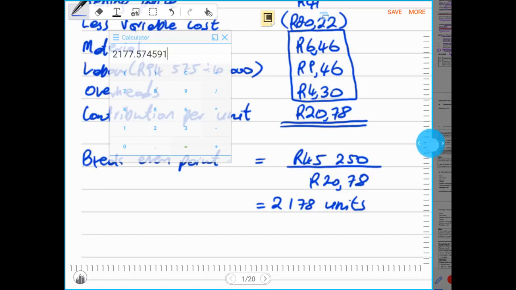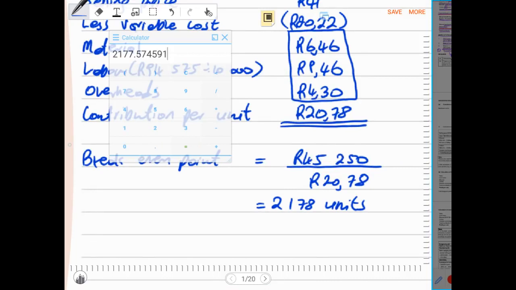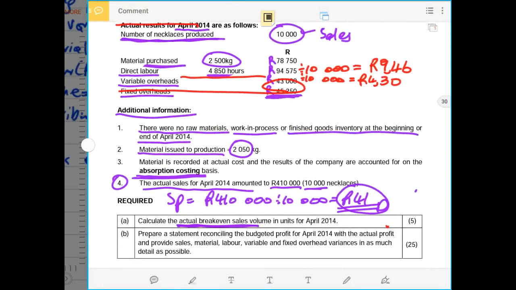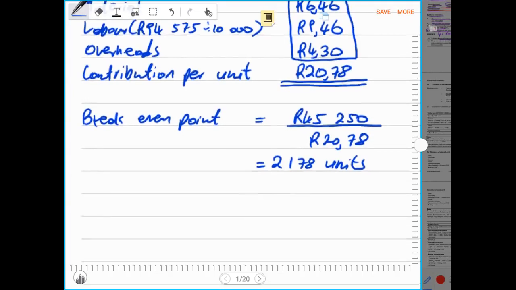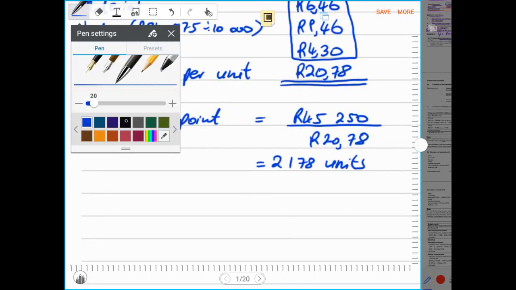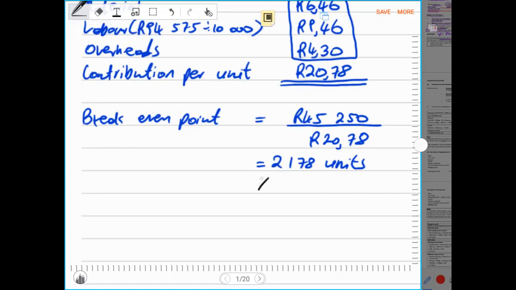Let's check the question, were we doing break-even point in units or break-even point in value, so that we answer the question. It was break-even volume in units. So we calculated that, and be mindful once again, if it was break-even sales value, then we'll have to multiply this by the selling price, which is 41 rand. Then after that will give us the break-even sales value. But that was not a requirement, but something to be mindful of.